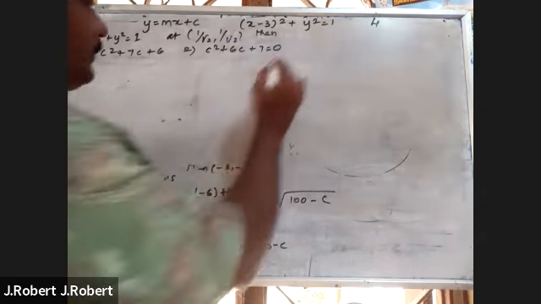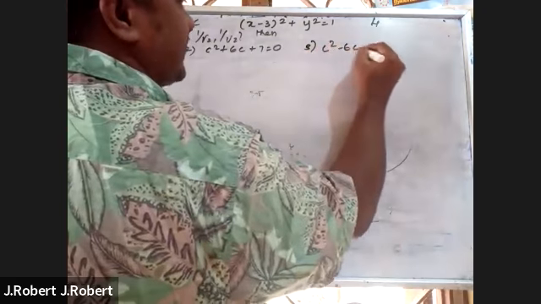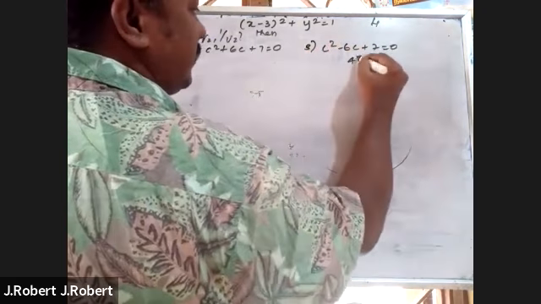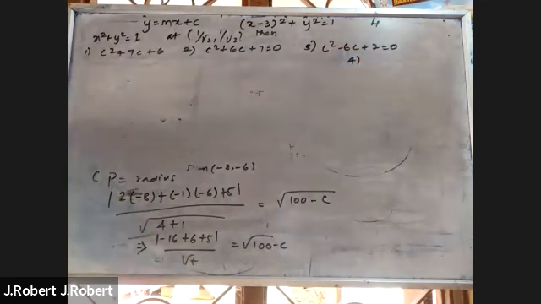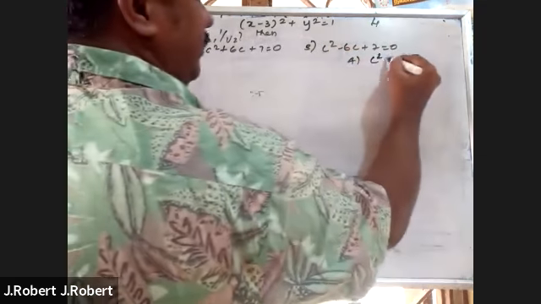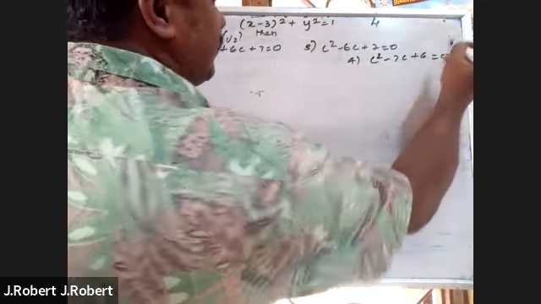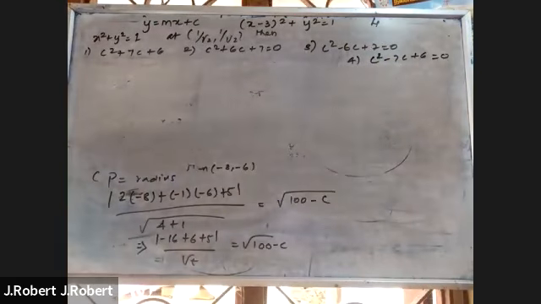The third option, c square minus 6c plus 7 equal to 0. The fourth option, c square minus 7c plus 6 equal to 0. These are the four options given here.